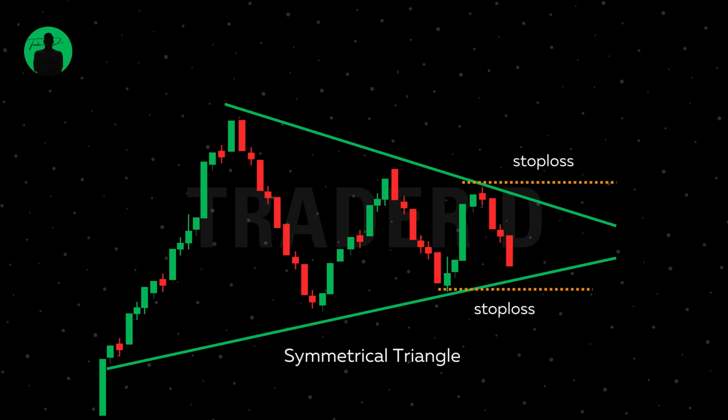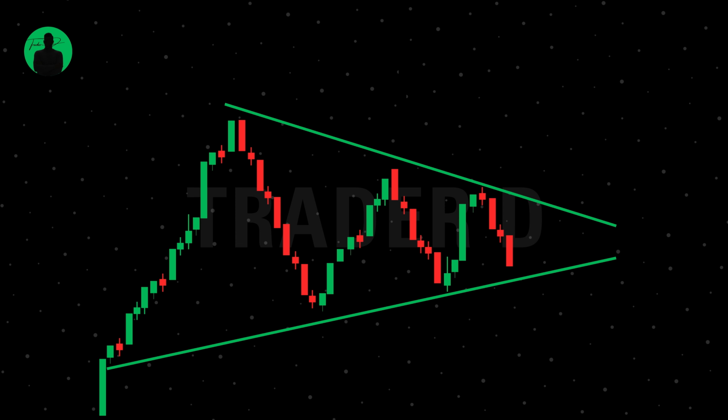Set a stop loss just outside the triangle's opposite trend line for risk management. Remember, patience is key with continuation and neutral patterns. Waiting for a confirmed breakout with strong volume can make all the difference in your trading success.